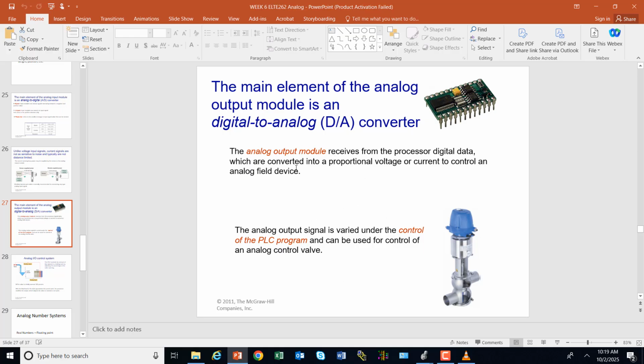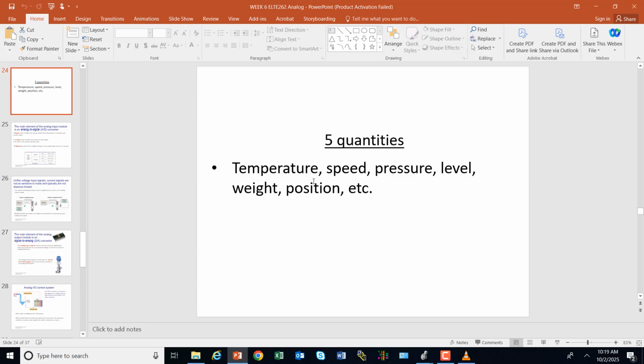The main element of the output module is the D to A converter, and analog outputs. Now think about that. We do a lot of analog input. The items that I mentioned right here are quantities that you're going to measure: temperature, speed, pressure, level, weight, whatever. These are inputs, and so it makes sense that we would be measuring so many things.